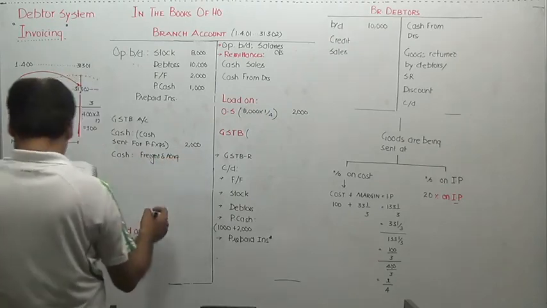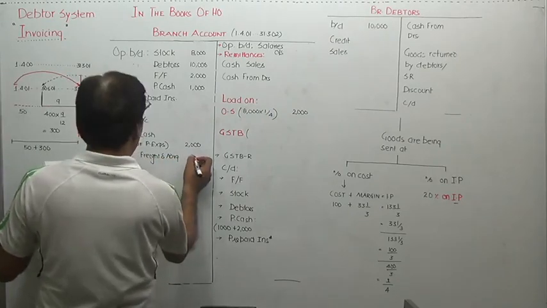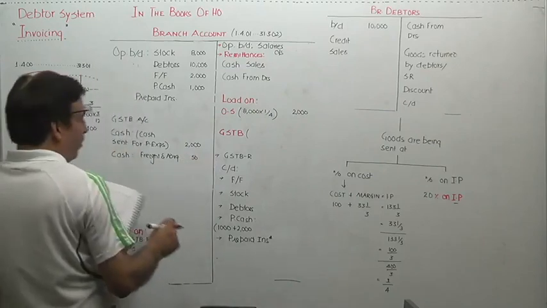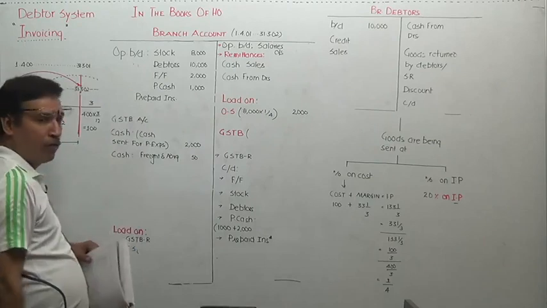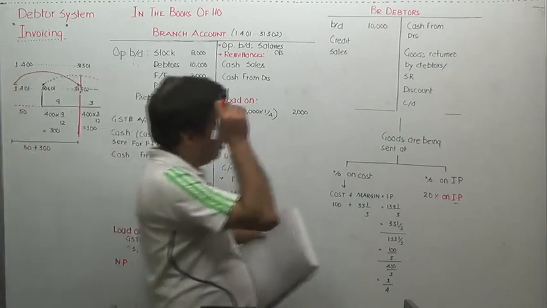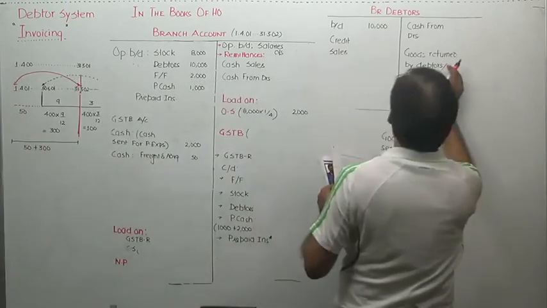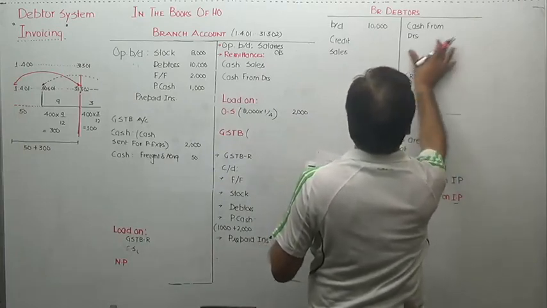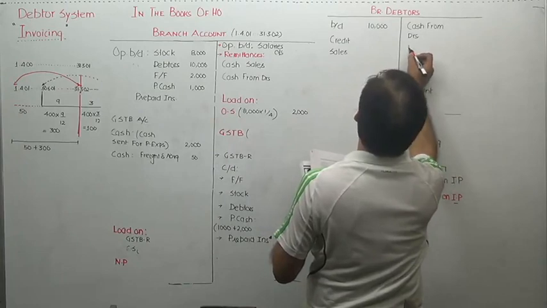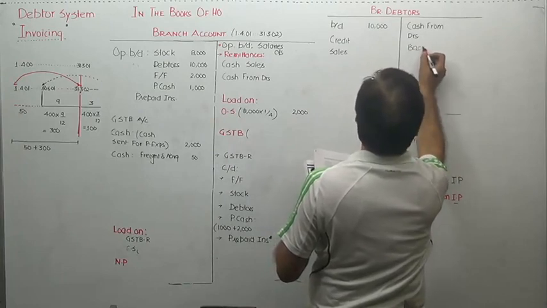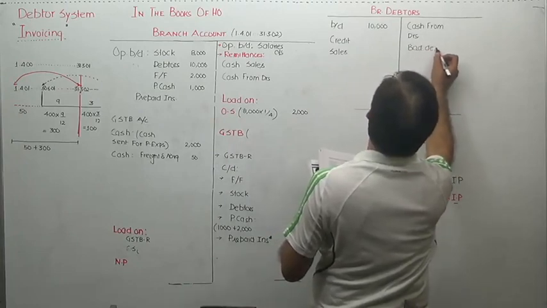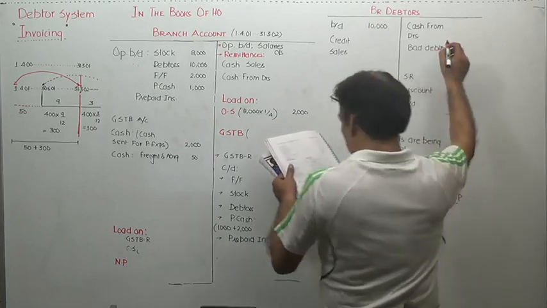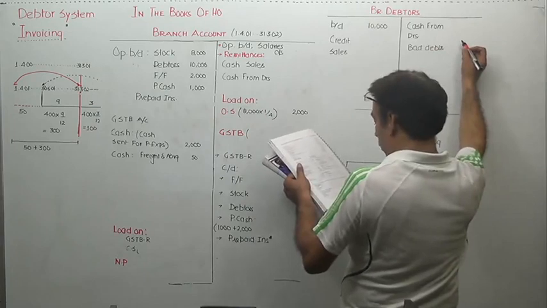Freight and advertisement. Freight is 50. Then bad debts. Don't write to cash bad debts. For bad debts, head office will not send any cash. Bad debts will figure in the branch account, no doubt about that. So you will write here bad debts. Bad debts in this case have been given to you at 50.